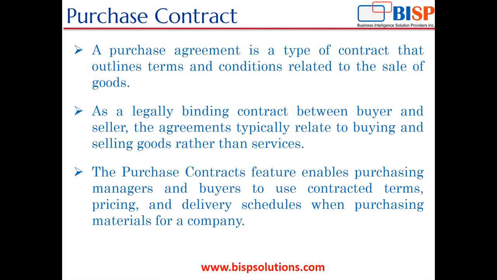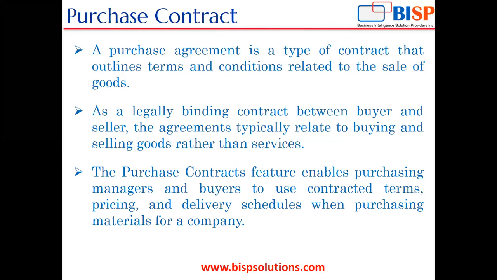The purchase contract enables the purchasing manager and buyers to use the contracted terms, pricing, and delivery schedules when they are purchasing the material for a company. For example, instead of having terms and pricing based only on a specific purchase order that is being placed, buyers can automatically take the advantage of the quantity based terms and discounts based on an annual volume of goods and services that are purchased. To ensure the best pricing, buyers can use these contracts to specify the detailed negotiated terms, pricing, and delivery schedules for purchases within a defined period.